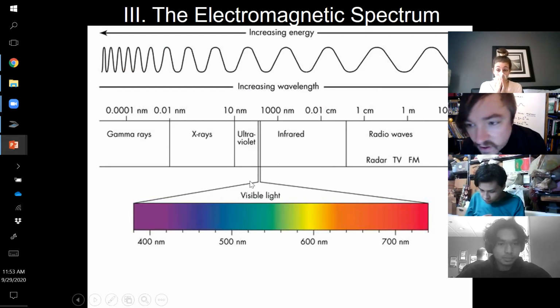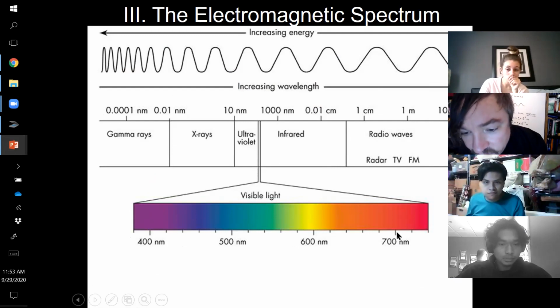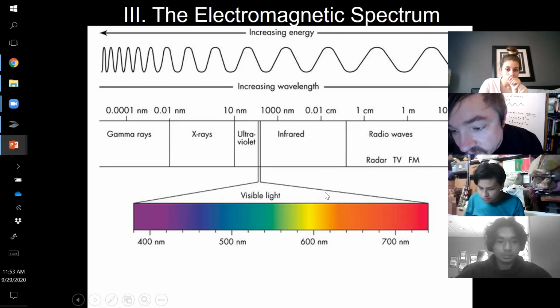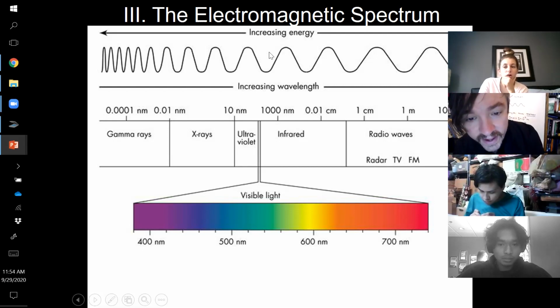Your eyeballs are sensitive to a pitifully narrow range of electromagnetic radiation, from 400 nanometers, which you call purple, up to 700 nanometer wavelength, which you call red. That is to say, what you perceive with your eyes as color is actually the wavelength or the frequency of the wave.